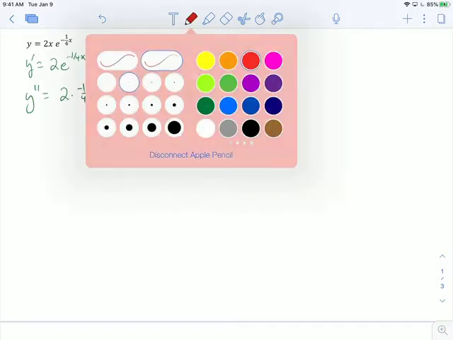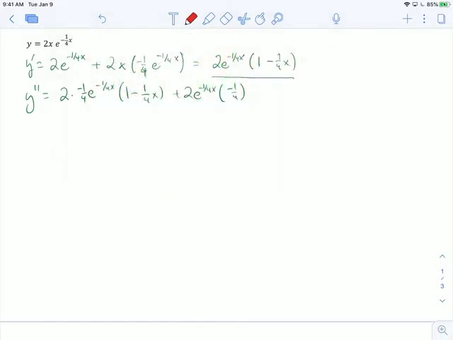Now I'm going to need to do a little factoring here, so let's pay attention. I've got 2 times negative 1/4 times e to the negative 1/4 x here, and I've got that same product right here. So that's a common factor. So I'm going to pull that out. So 2 times negative 1/4 e to the negative 1/4 x, and what's left behind is 1 minus 1/4 x, and I've pulled everything out of this, and so that gives me a plus 1 there. And so I'm going to get negative 1/2 e to the negative 1/4 x times 2 minus 1/4 x.